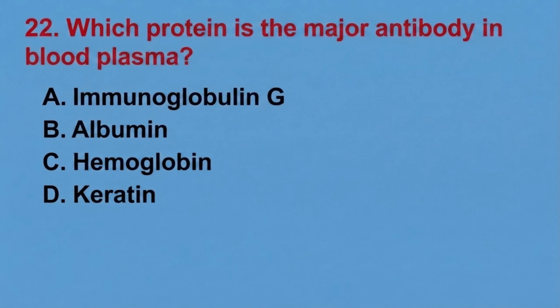Question 22 reads, which protein is the major antibody in blood plasma? A. Immunoglobulin G. B. Albumin. C. Hemoglobin. D. Keratin. So you have 5 seconds.